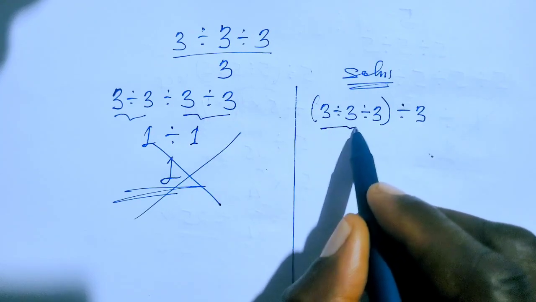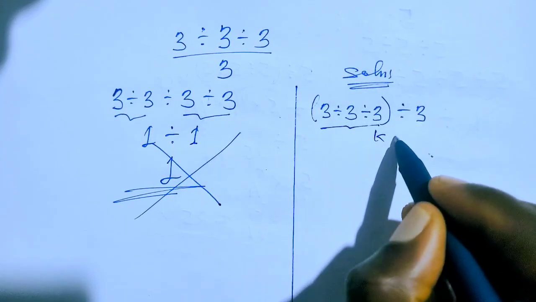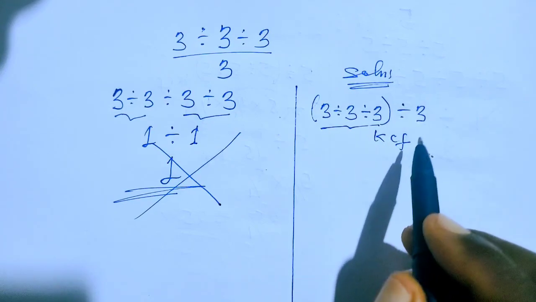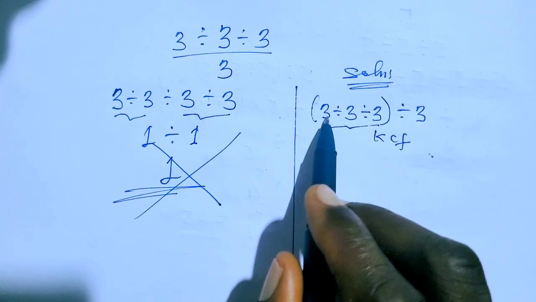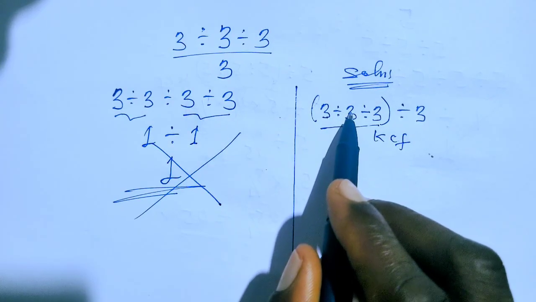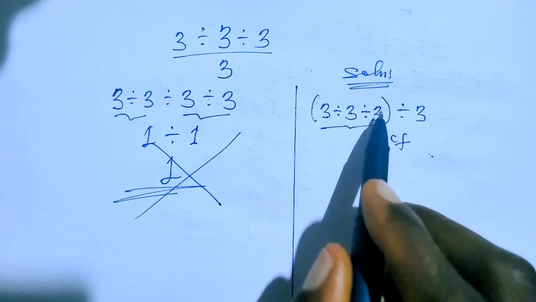And right here, we are going to apply KCF, where K means keep, C means change, and F means flip. This implies that we are going to keep this first value 3. Then we change the sign to multiplication, and we flip 3.